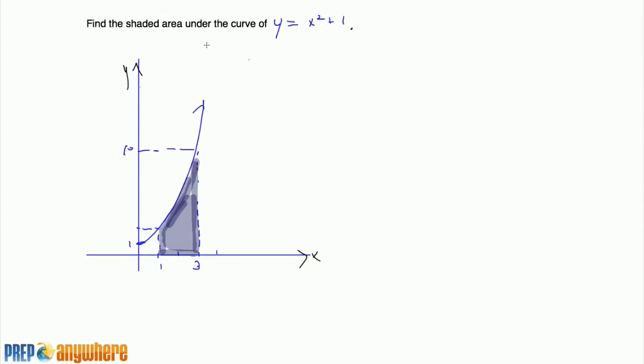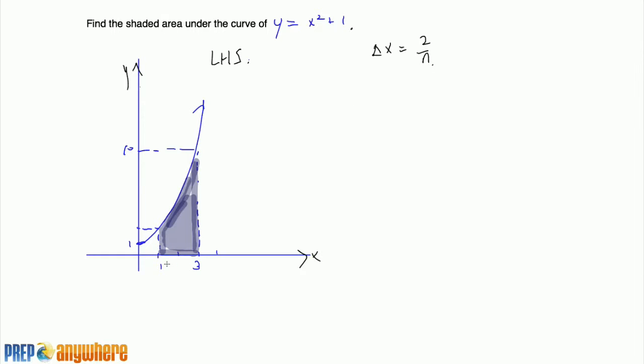Okay, so we want to find the area of the shaded region, and let's do it by left-hand sum. Okay, so this is a little bit different. The delta x this time is not 3, but because the length is 2, it's 2 over n, right?